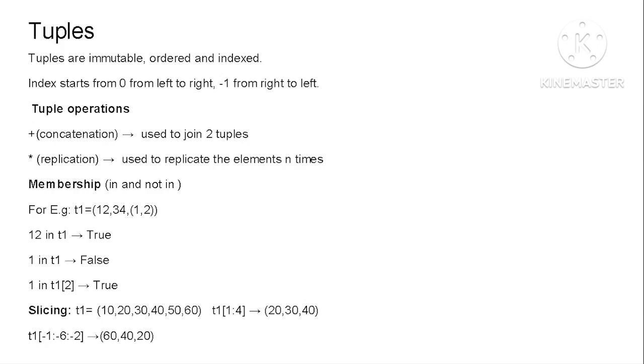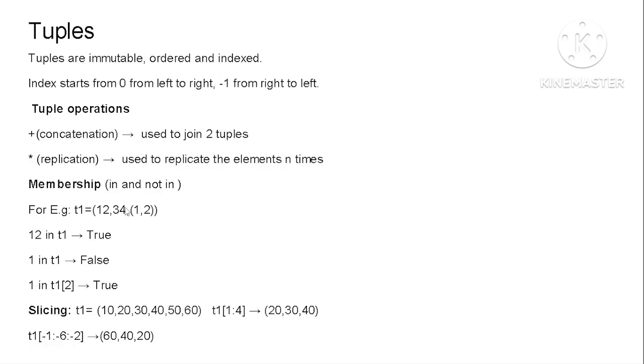The index numbers are the same as a list. It starts from 0 from left to right, and -1 is the index number from right to left. And tuple operations are again exactly the same as lists. You can concatenate two tuples. You can replicate a tuple with a number, where you give a tuple on one side and an integer on the other side, which will replicate, that is duplicate, the elements and show you.